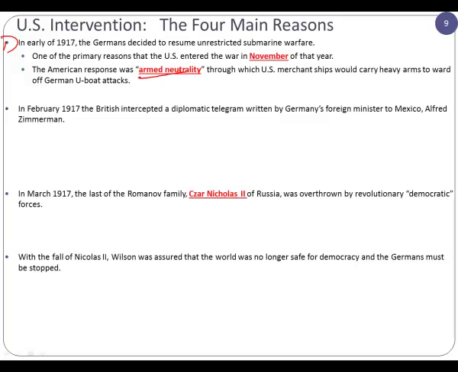Now, another way that you guys can witness this, given current times, is the reaction to pirates off of the coast of Somalia. Okay, we're familiar with the pirates attacking merchant ships as they travel up the Red Sea.